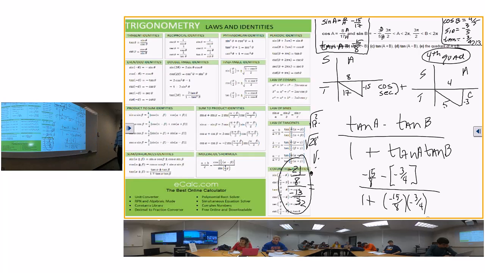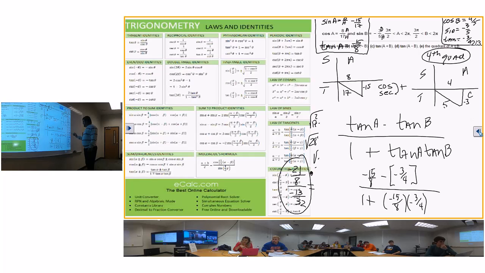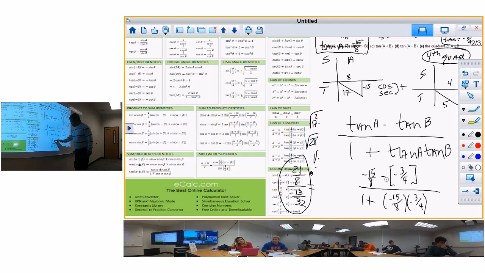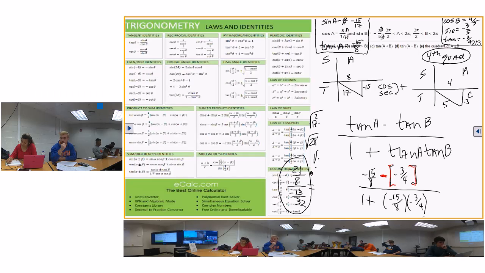Why did you put brackets on top again? The reason I put brackets was because I have a what in front? A negative, and that negative is going to change that negative to a what? A positive. So that's why. I'm just used to putting parentheses. That's fine, you can do that.